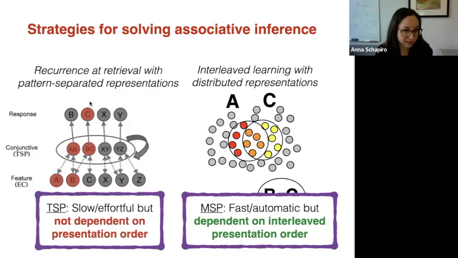Whereas this recurrence at retrieval strategy is slower and more effortful at test. You have to go through all your recurrent computations, but it's not dependent on the presentation order. So this kind of representation is not susceptible to the retroactive interference problem we talked about, whereas the distributed representation is. And so we thought we would take these different properties of these different strategies into a behavioral paradigm where we might be able to separate which of these strategies people are using.